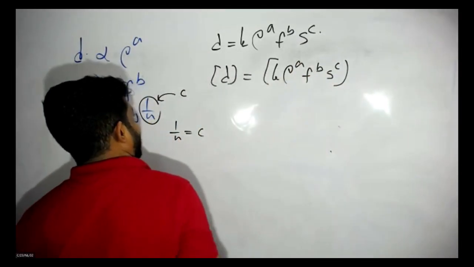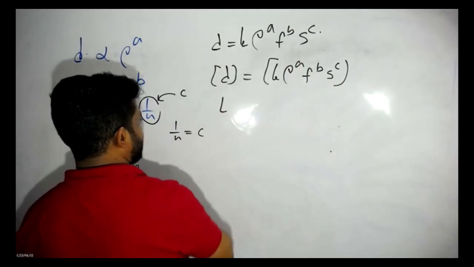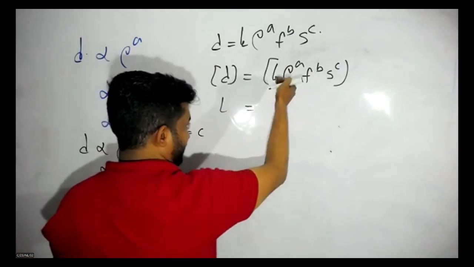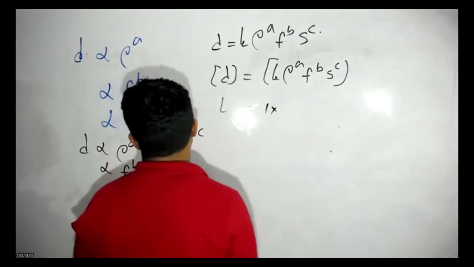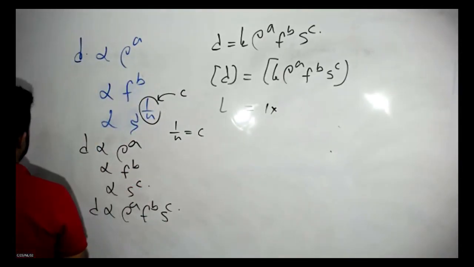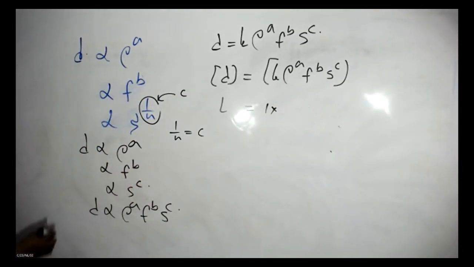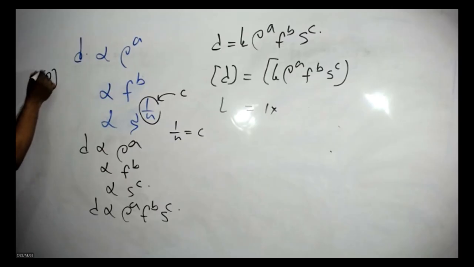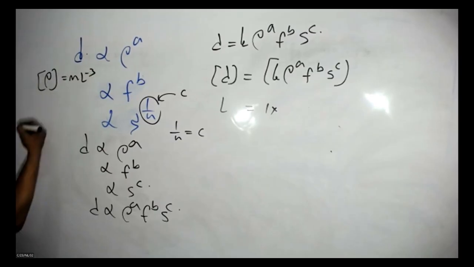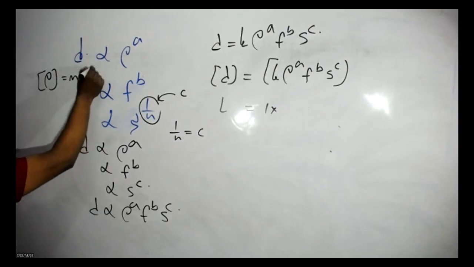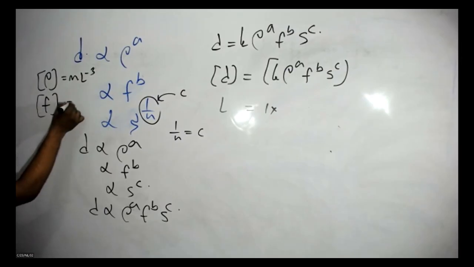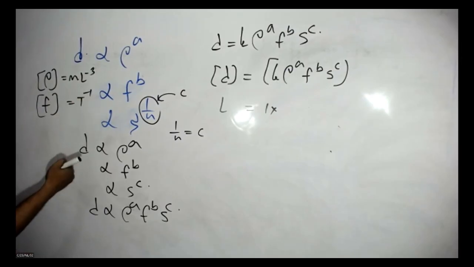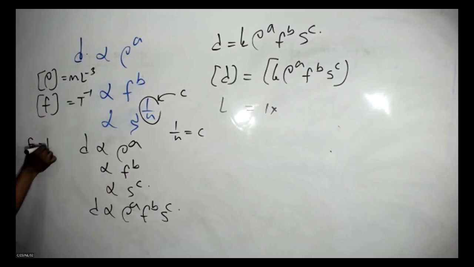Then this distance, the dimension is capital L. This one is a dimensionless constant, so it is 1. Rho, you should know the dimensional formula of each term. Rho is density, M L to the power minus 3. Then frequency f is 1 over T, so T to the power minus 1.